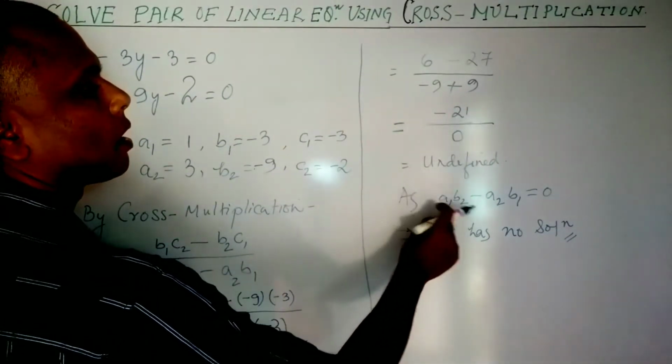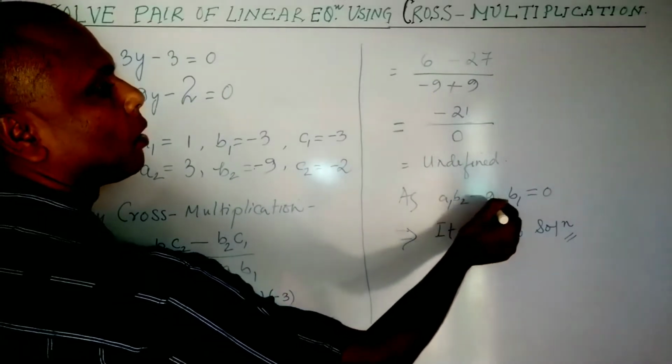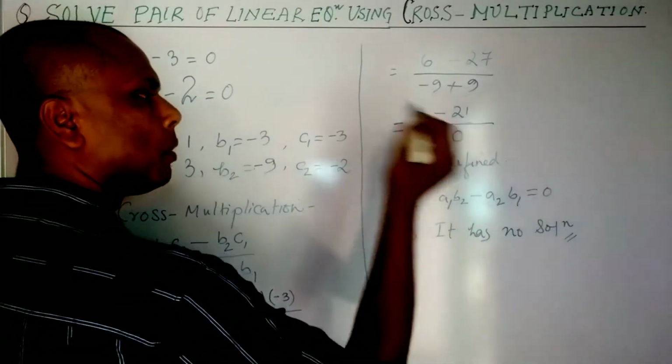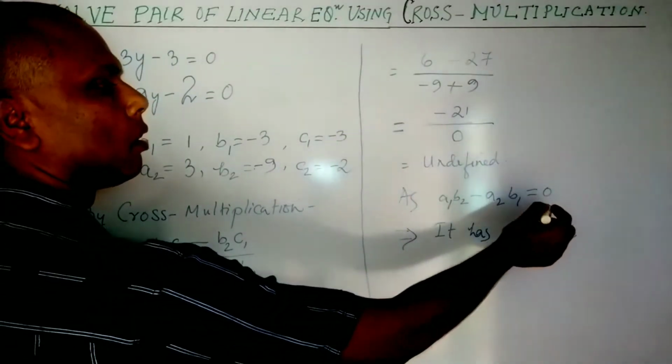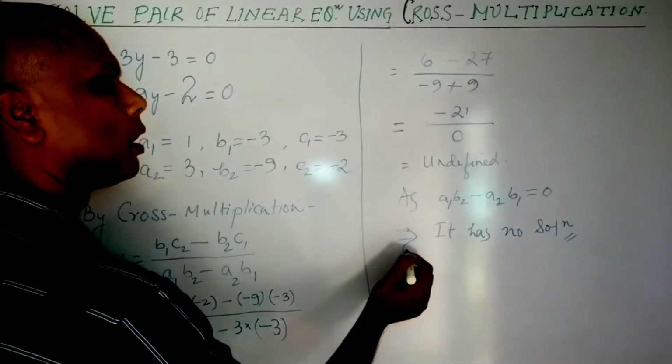which is undefined. As a1 b2 minus a2 b1 must not be equal to 0 to have a solution. So it is equal to 0, so we can write from here that it has no solution.